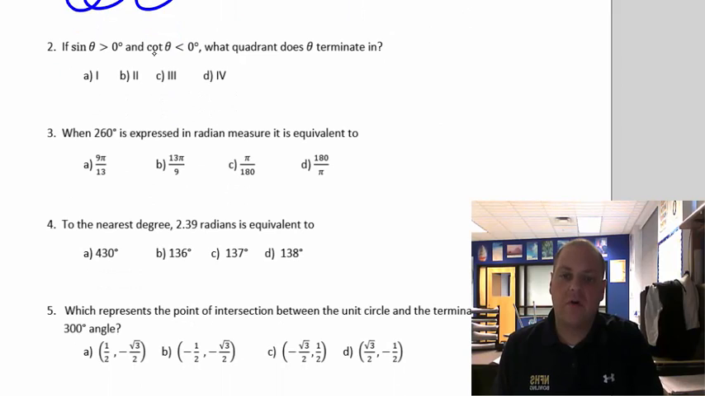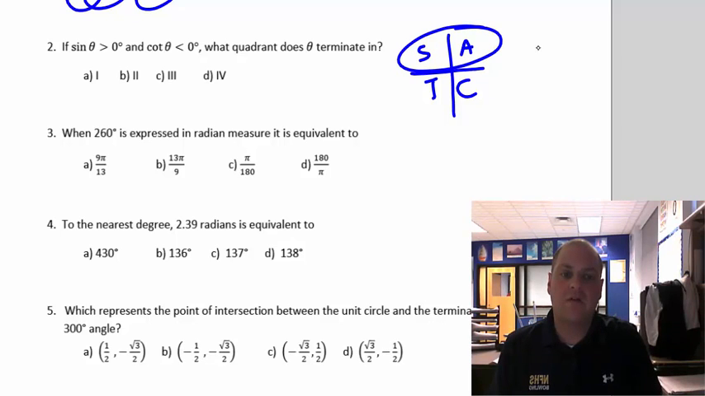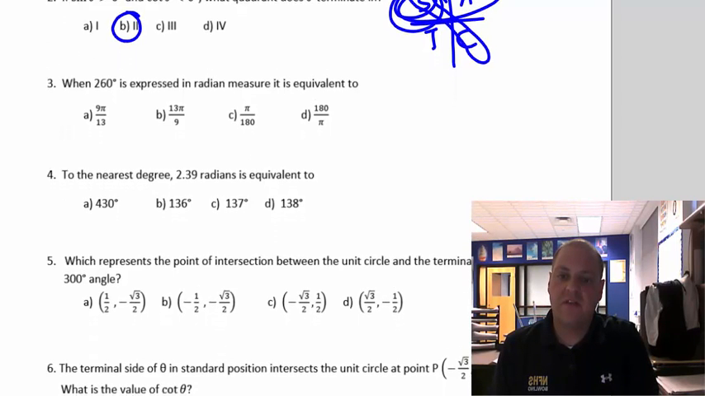The sine is greater than 0, cotangent is less than 0. Okay, so remember, ASTC, where is the sine greater than 0? Sine is greater than 0 right here. Okay, those quadrants there. And then the cotangent follows the tangent. So the tangent is less than 0. Where is the tangent negative? Well, tangent's positive here. It's negative in these quadrants right here. So quadrant 2 is the one where sine is positive and tangent is negative.